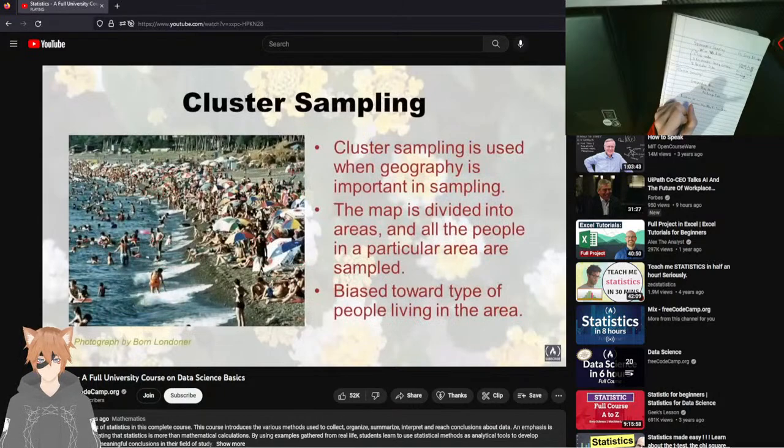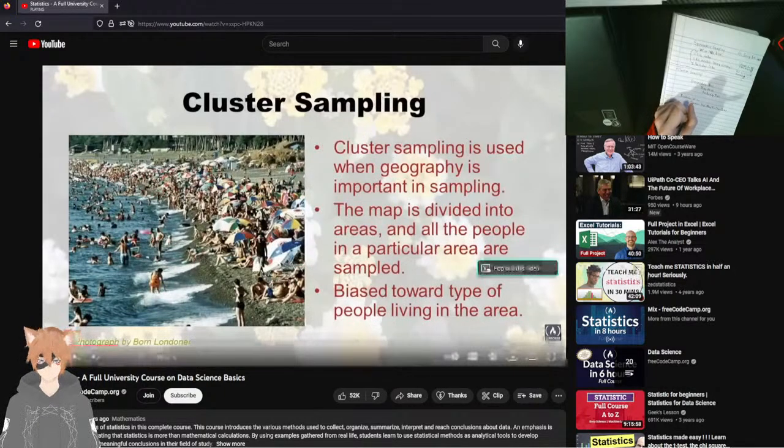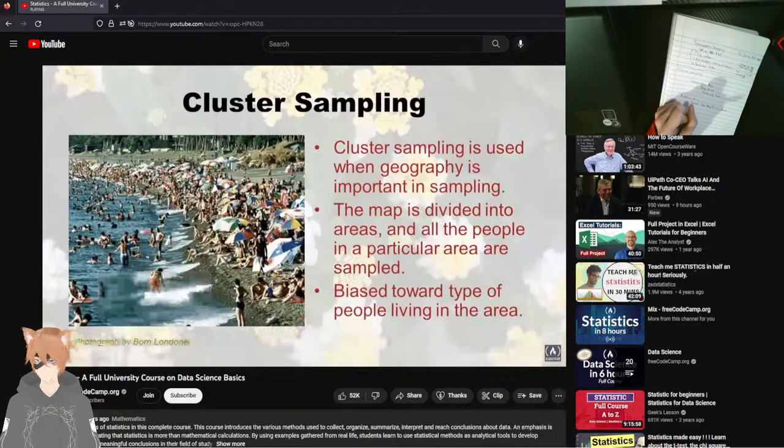So to wrap this up, cluster sampling is used when geography is important. So if there is something geographically located in a certain spot and you can't move it, then you are stuck doing cluster sampling. So briefly, the map around that area is divided into different sub areas, right? Not all the areas are picked, just a few are randomly picked. And then all of the people in that particular area are sampled.